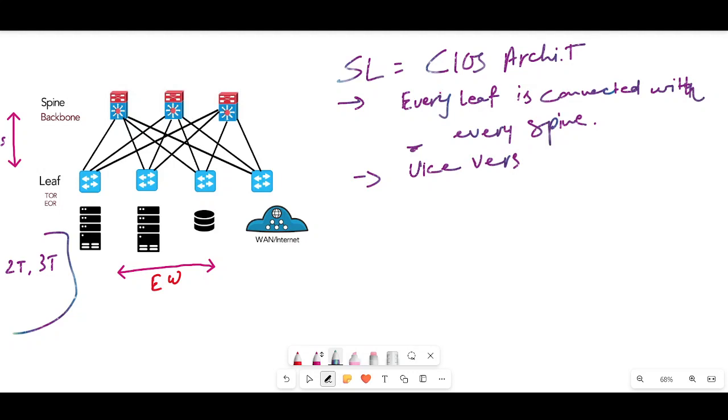Every spine is connected with every leaf, because it is if and only if. That means a two-way implication. If every leaf is connected with every spine, that means every spine is connected with every leaf.